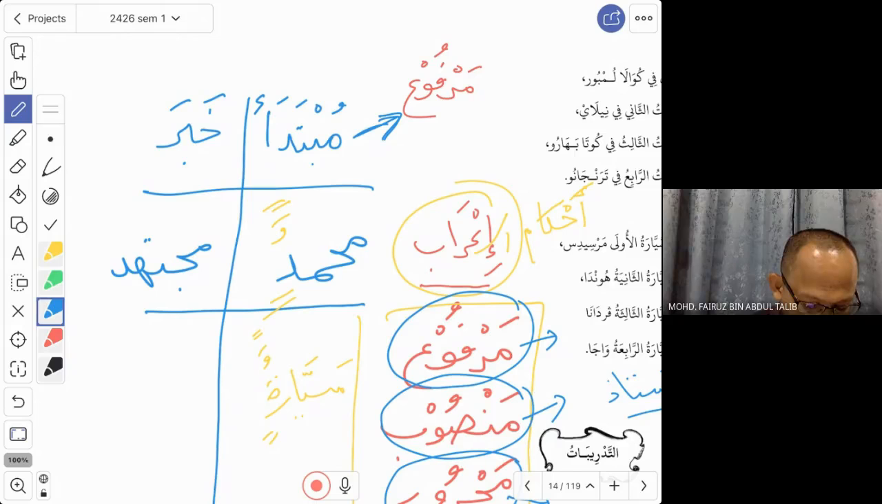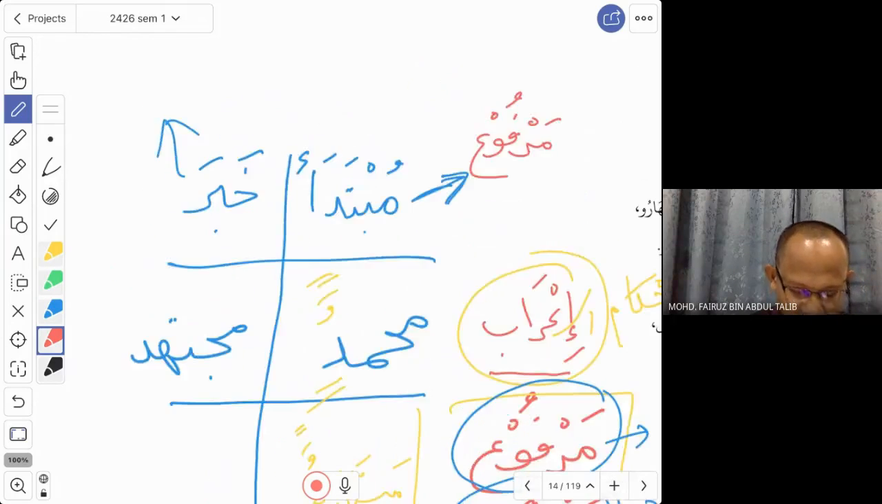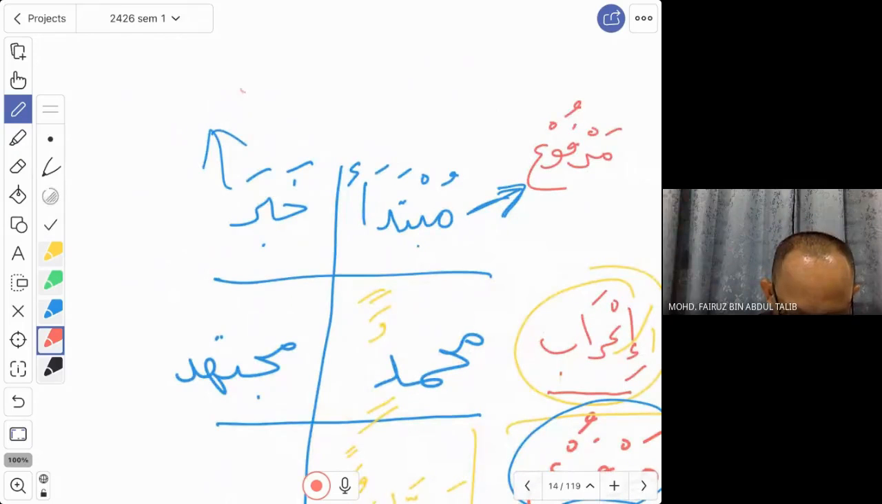What about the khabar, the predicate? What is the hukum of a khabar? Either one of these three: marfu', mansub, or majrur. Anyone remember the hukum of khabar? Khabar is also marfu'. This is also something you need to memorize. So mubtada is always marfu', khabar is always marfu'. Now we know the hukum.